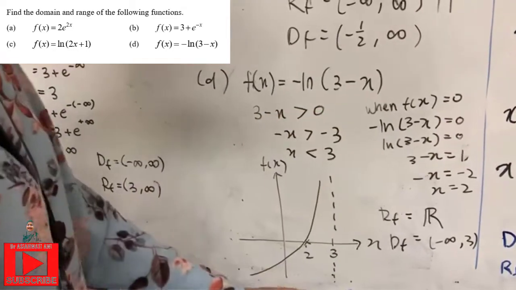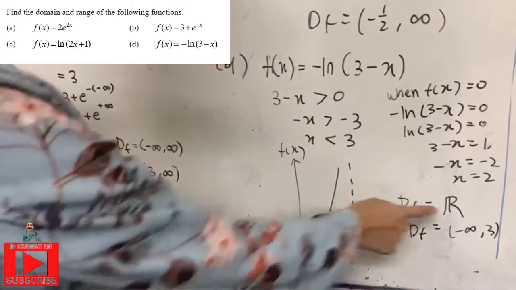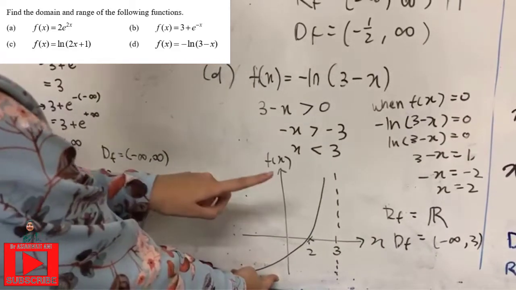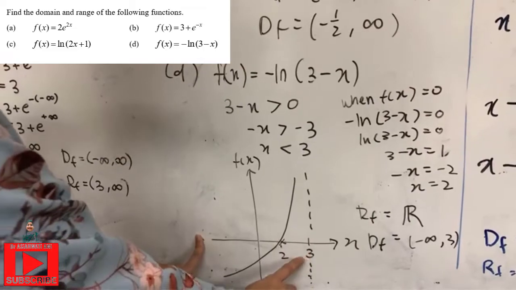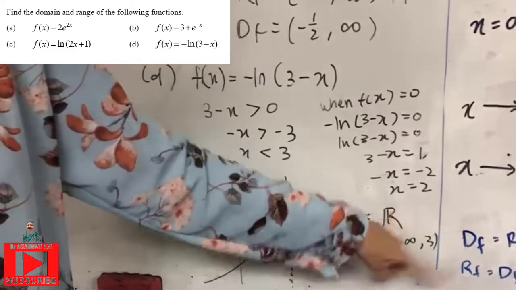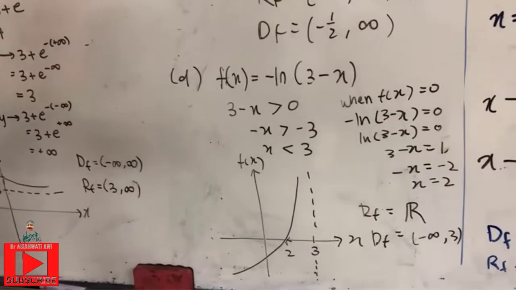So you will find the range is the real numbers, also equal to negative infinity until infinity. And the domain is from negative infinity until 3. Because 3 is not included, so the bracket cannot be a square bracket.